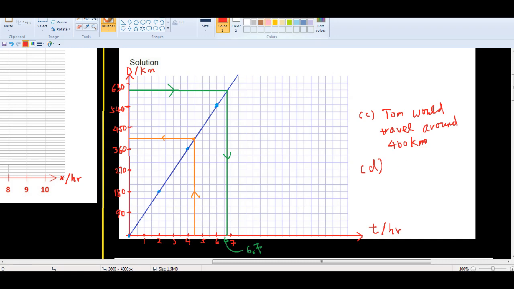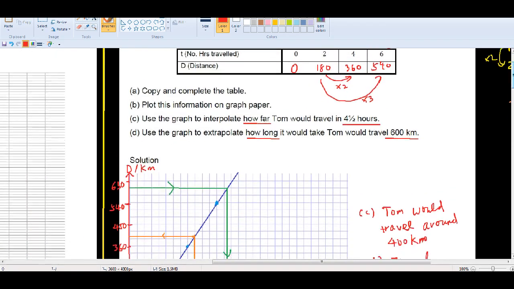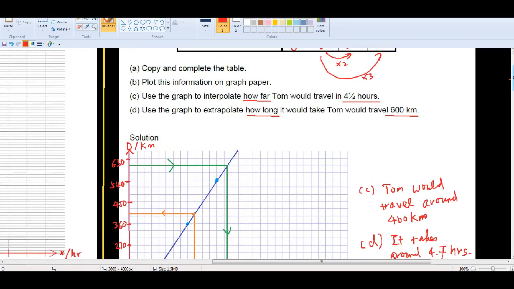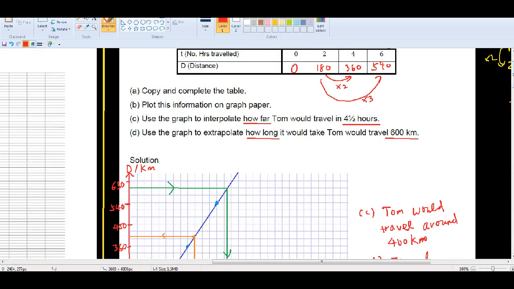Okay, so the answer is it takes around 6.7 hours. Right, of course, if you want to get a more accurate value, you could use the double line method, but because the question is asking you to use the graph, you have to use the graph.